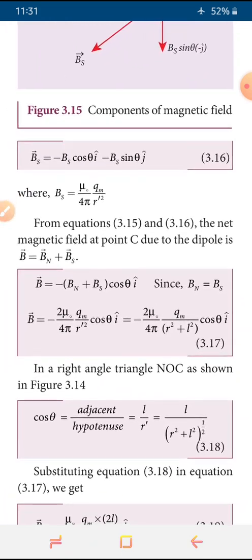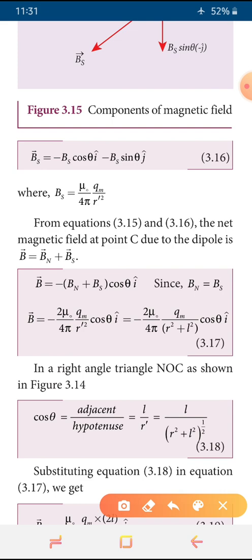The next step is for south polarity. For south polarity, the magnetic field Bs vector is equal to, using the 3.15 diagram, minus Bs cos theta i cap minus Bs sin theta j cap. We are adding the two components using figure 3.15. It is a very easy combination; we already used this method in 11th standard itself. So Bs is equal to, this is the previous formula, mu naught divided by 4 pi, Qm divided by R dash square.